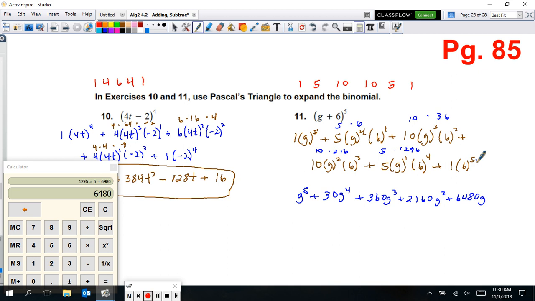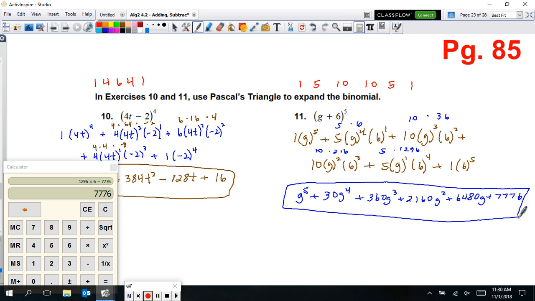And then our last one is going to be 6 to the 5th power. So 6 to the 5th power, let's see, 6 to the 4th power was 1296. So 1296, I'll put that there. And then just times another 6. That's going to now give us 7,776. So this is now going to be plus 7,776 with no G's there at the end. So that is our answer then for that binomial theorem problem.